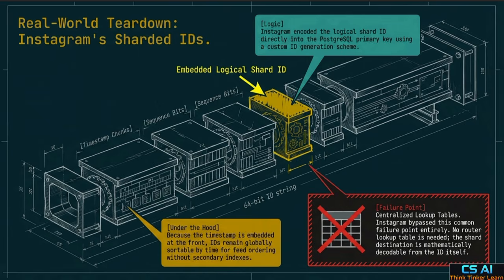The significant failure point Instagram bypassed is centralized lookup tables. No router lookup table is needed. The shard destination is mathematically decodable from the ID itself, eliminating a common single point of failure and simplifying routing.